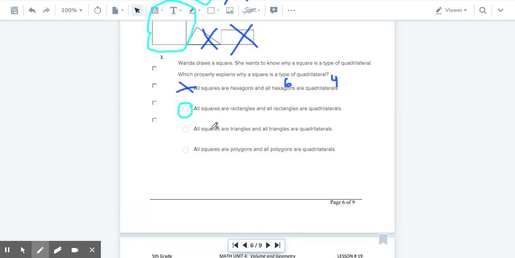All squares are triangles and all triangles are quadrilaterals. Again, quadrilaterals have four sides. Triangles have three. So triangles are not the same as quadrilaterals.